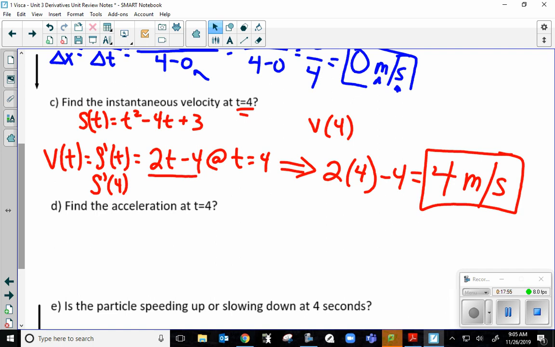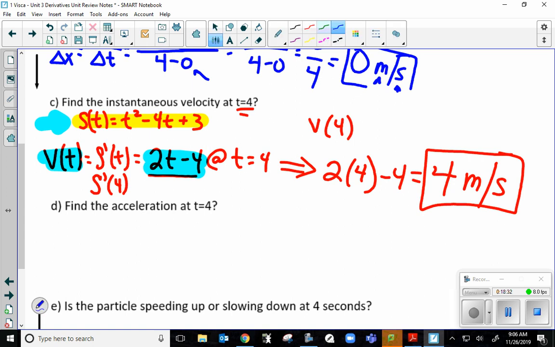Find the acceleration at time 4. All right, we can do this one of 2 ways. Acceleration is the second derivative of position. So I could take the derivative of this once, then take the derivative of it a second time. Or I can say, well, acceleration is also the first derivative of velocity. So instead of taking position and doing the derivative twice, I should say to myself, I already did the derivative once. It's this right here. So acceleration is the derivative of velocity.